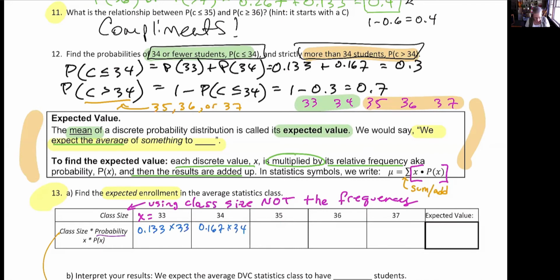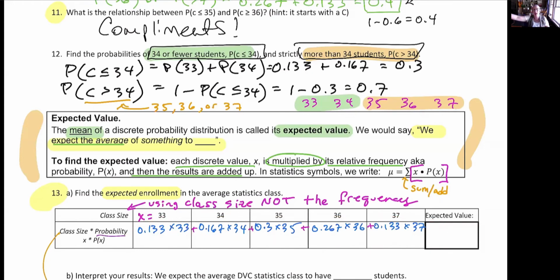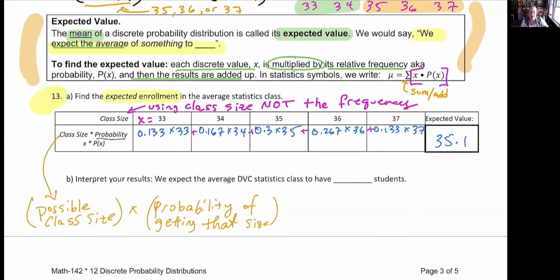0.167 times 34, 0.3 probability of getting 35, 0.267 probability of getting 36, and 0.133 probability of getting 37. And then we're going to add all of these up. What's nice is, in my solutions, I calculated each of these values individually just so you could see what I'm getting. But with your graphing calculator, you can put all of this in at the same time. 0.133 times 33 plus 0.167 times 34, and just put that in as one huge string, and you'll get 35.1. That means the average statistics class at DVC has 35.1 students in it.